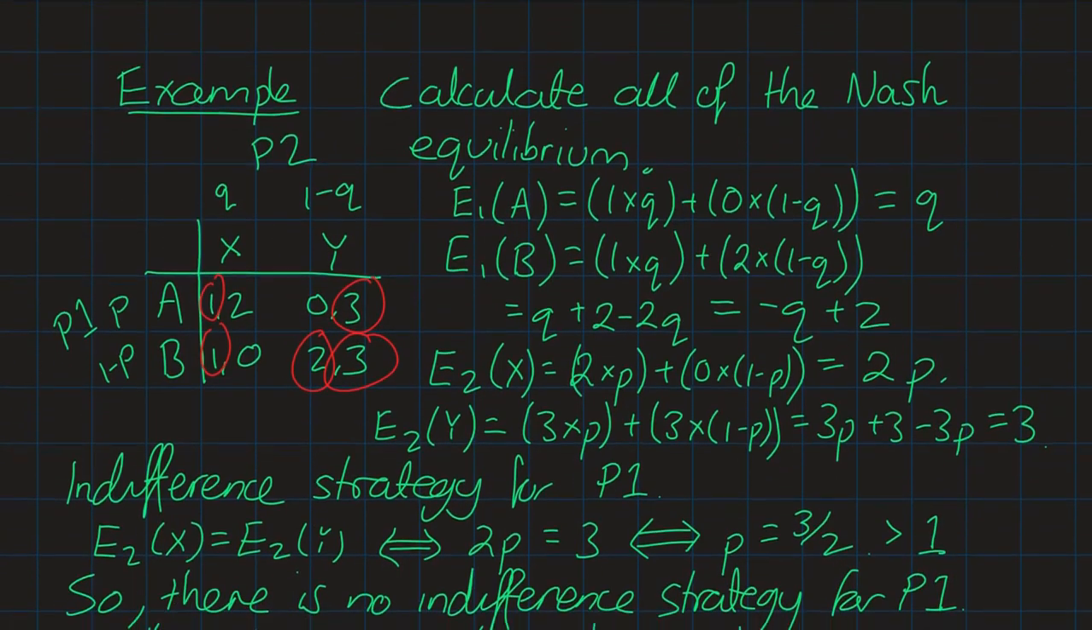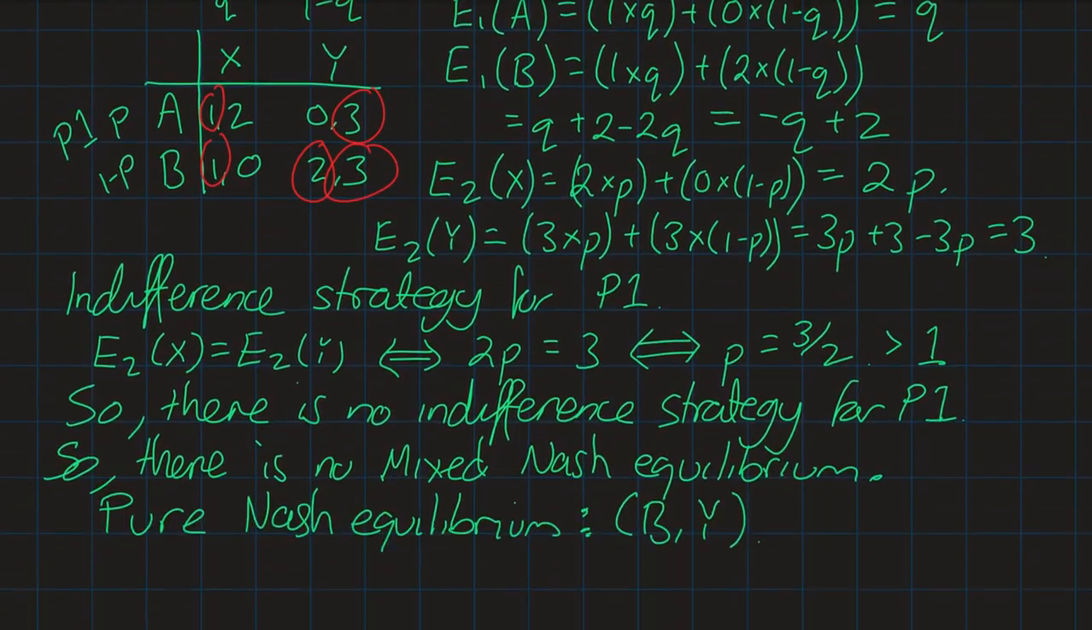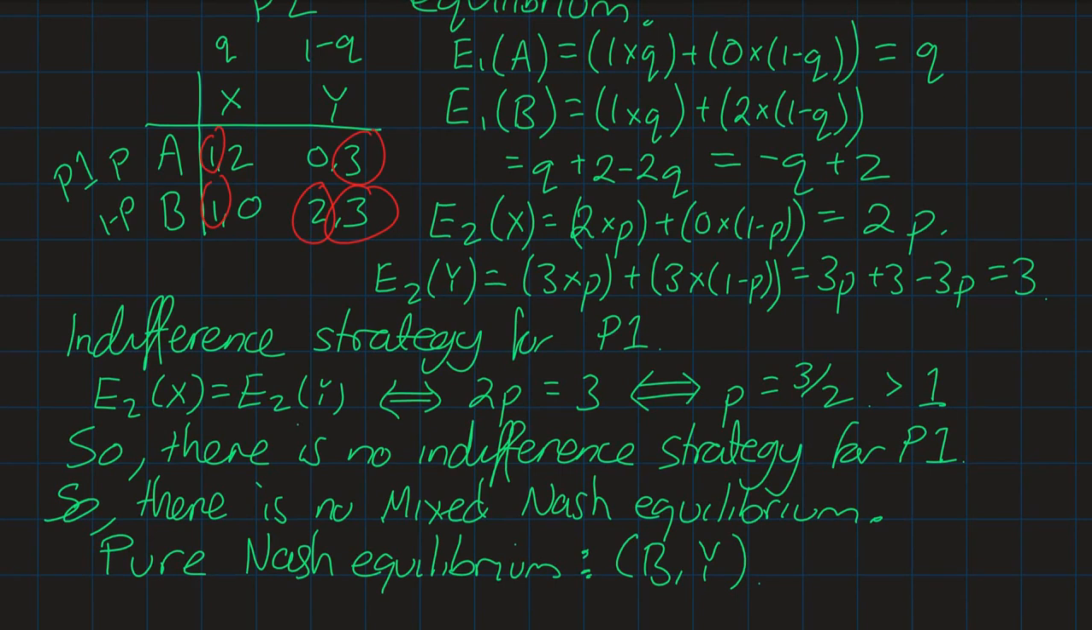Okay, so that's the end of this example. We've calculated all of the Nash equilibrium. This game only has one Nash equilibrium, it's a pure one, and it's BY. Some other games will have more than one Nash equilibrium. Some games will have many pure, some games will have many pure and a mixed. Some games will just have a mixed. Okay, that's the end of this example and the end of this video.